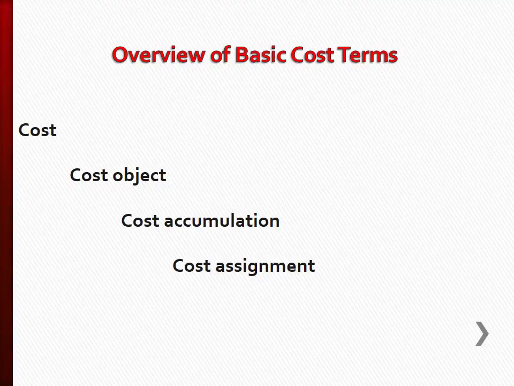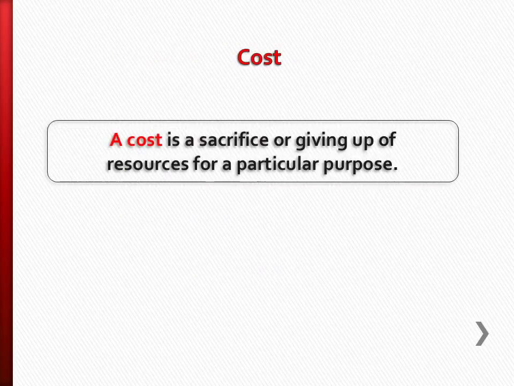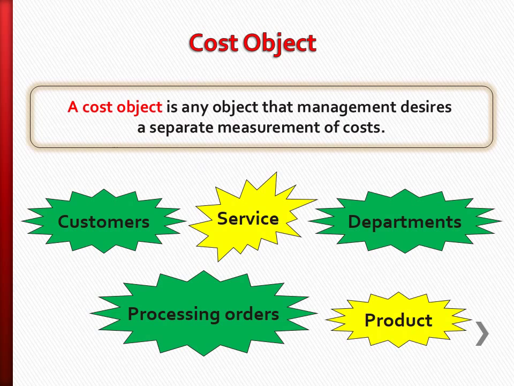All right. Some of these terms we've heard before: cost, cost object. Cost accumulation is new, cost assignment is new. Each of these terms has a very specific meaning. We want to be careful with our usage. A cost, fairly straightforward, is simply a sacrifice of giving up resources for a particular purpose. Very straightforward.